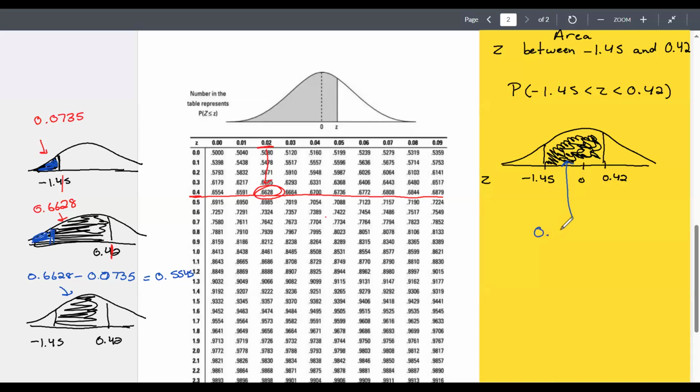So this area is 0.5545. So the probability that if I took some value and found its z-score, that its z-score would end up being between negative 1.45 and 0.42, that probability is 0.5545, or 55.45%.